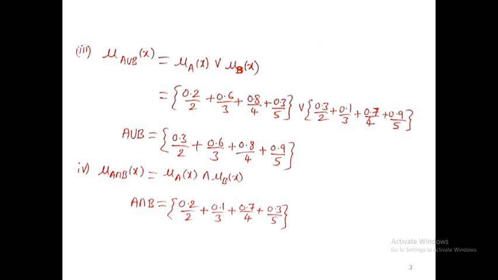So likewise, what are the least points there? That's what I have considered. From 0.8 by 4, 0.7 by 4, 0.7 by 4 is least. 0.3 by 5, 0.9 by 5, 0.3 by 5 is least. So your A intersection B is equal to 0.2 by 2 plus 0.1 by 3 plus 0.7 by 4 plus 0.3 by 5. These are the least values from both set A and set B at respective points.